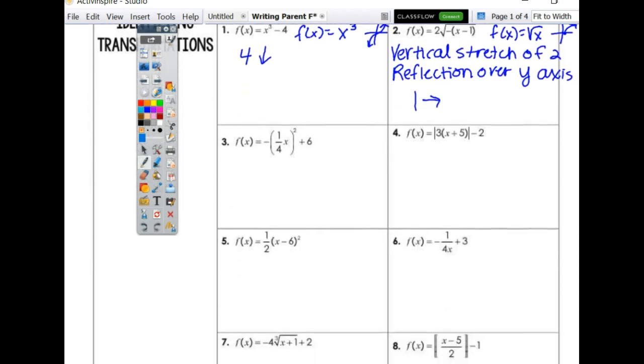So the parent function on number 3, if I take away the minus and the 1/4 and the plus 6, the parent function is going to be the quadratic, which will look like this. So if this is the parent function, then the minus sign is outside, so it's in front, so that's a reflection over the what? X.